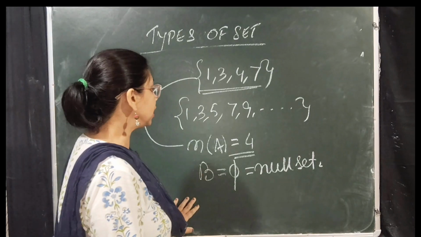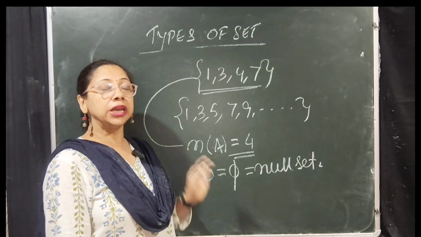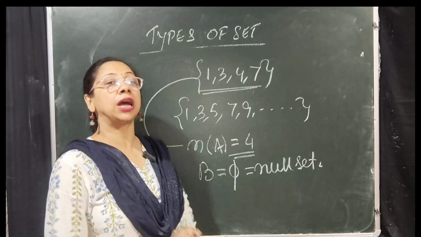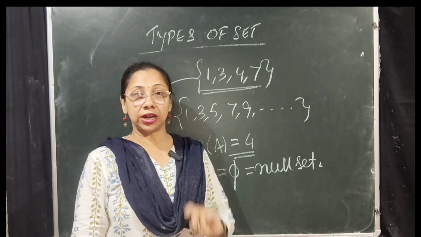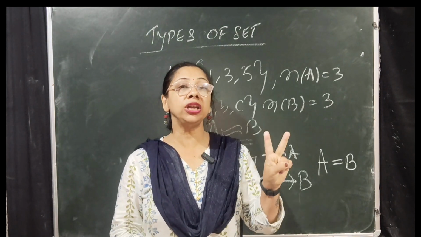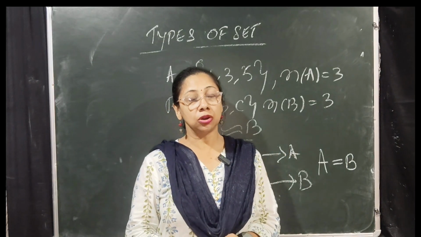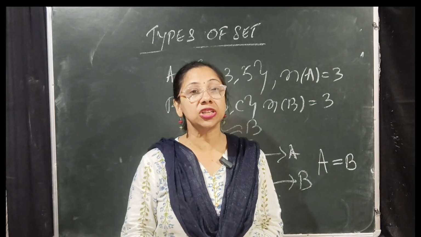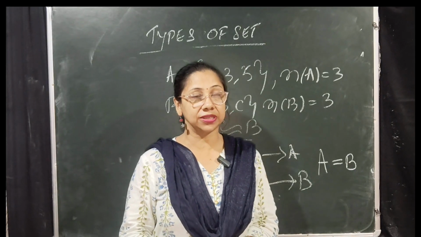After these three definitions, we come to know that there exist two more type of sets. One is equal, one is equivalent. Today we discuss what is set, how we represent set, what are the different types of sets. In our next video, we will discuss the application of the definitions of set and types of sets.